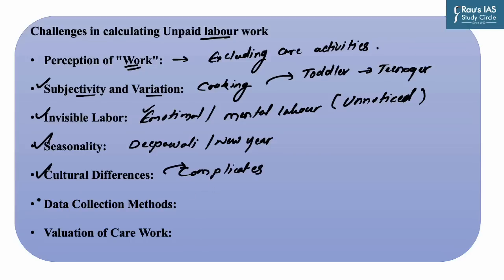Now, collecting data is another challenge. Traditional data collection methods like surveys may not fully capture care work. Respondents may forget or underestimate the time spent on caregiving, especially if it is a continuous, fragmented task. They may also not recognize certain caregiving activities as work, as we have already talked about in the first point, that is, perception of work. Now, this will also lead to inaccurate reporting.